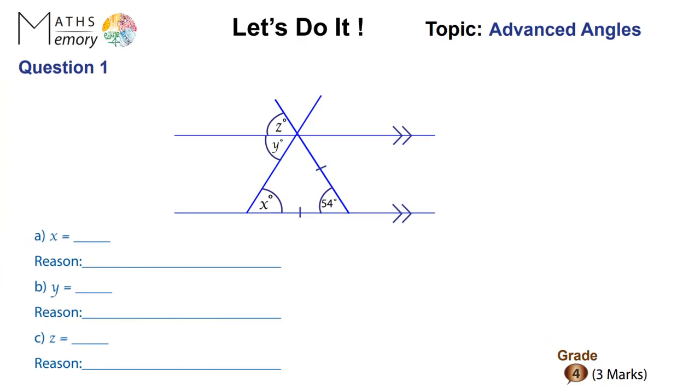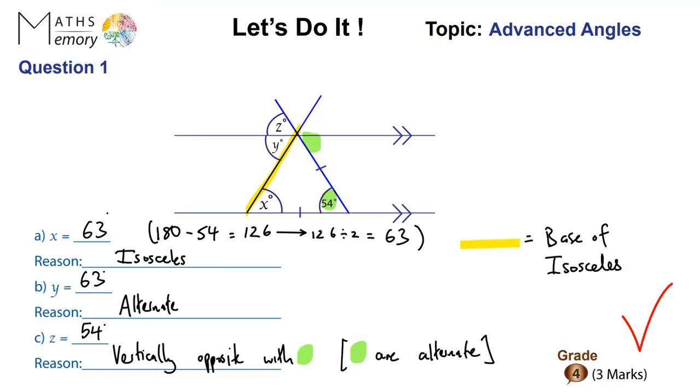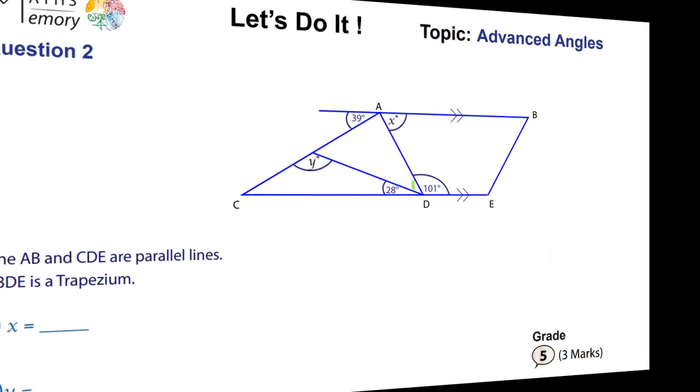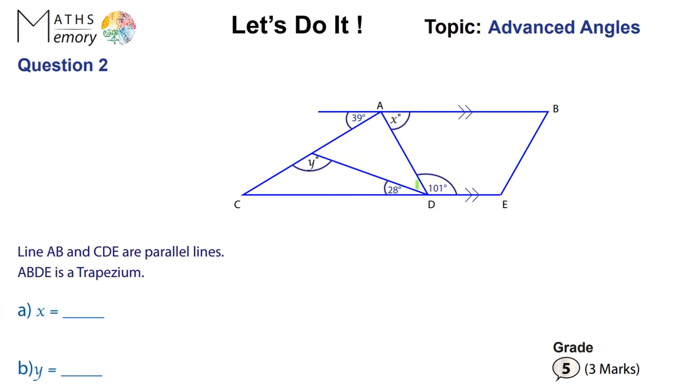So let's begin our Let's Do It questions now on advanced angles. Let's use the knowledge you have through your revision cards, the ones you created yourself, to do these questions. So press pause, make sure you've got parts A, B and C down, and press play for the answer. Question 2, let's do it. Advanced angles. Press pause. Let's write this question down. Answer parts A and B. Press play when you have finished.